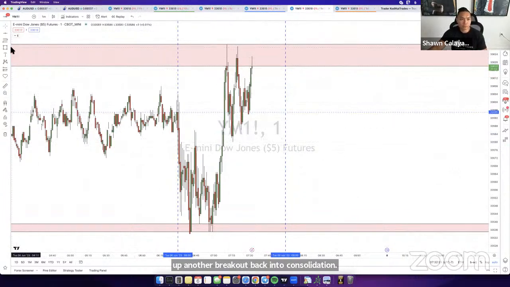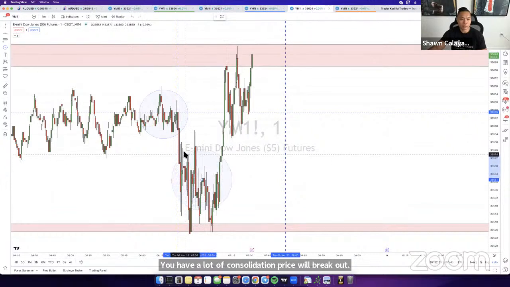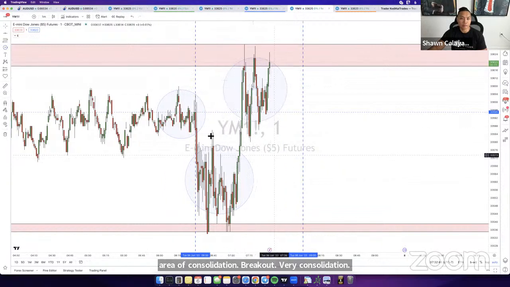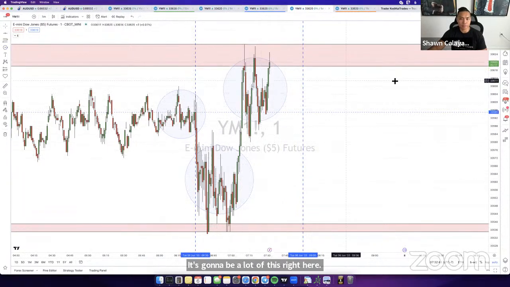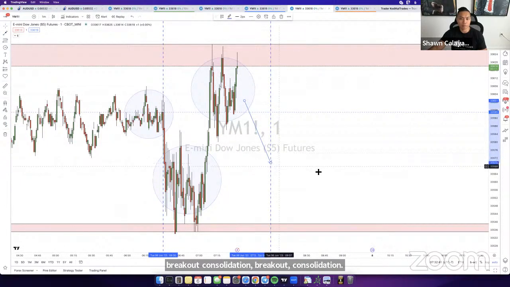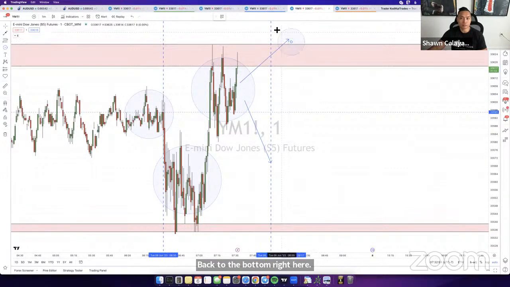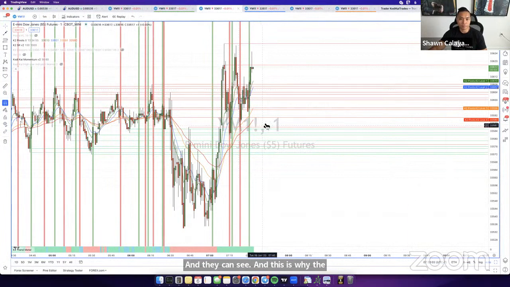This is what you should expect during the summer. You have a lot of consolidation, price will break out, another area of consolidation, breakout, area of consolidation. It's going to be a lot of this right here. So right here, price is now going to break out either back to the bottom or above, and then consolidation. And this is why the SR rejection scalp strategy works well, because even if you're in consolidation, you can still look for entries here.